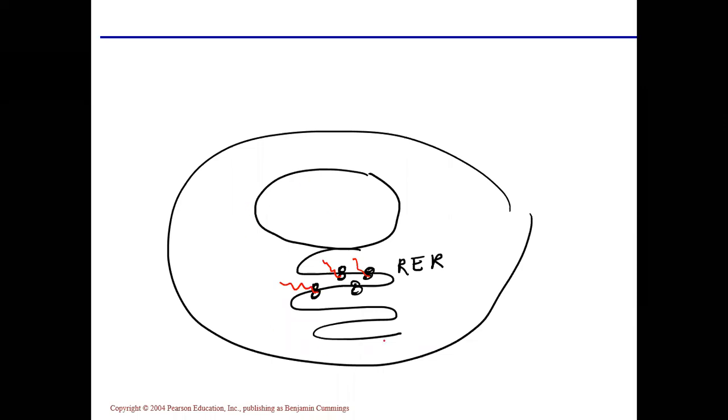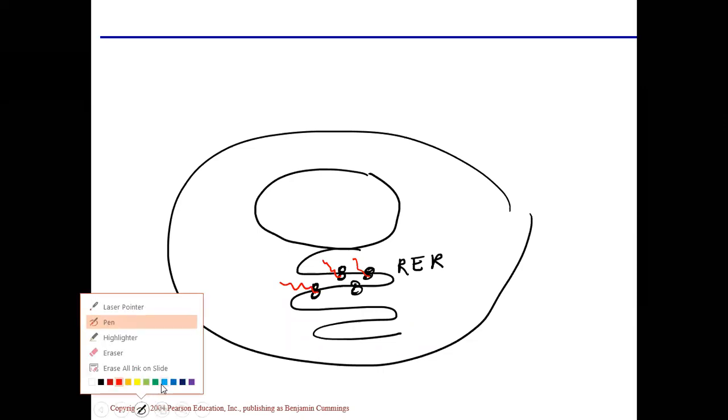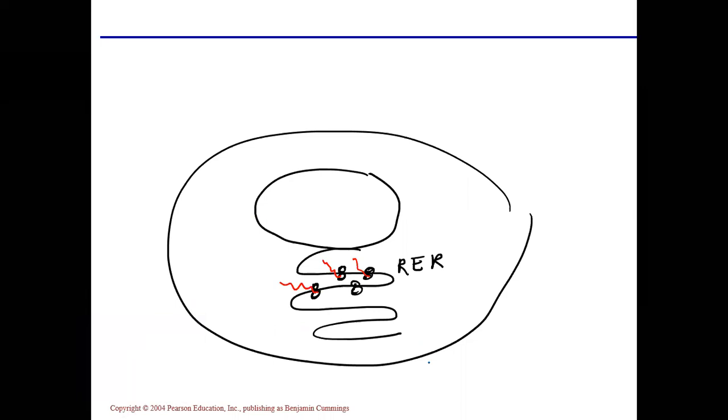Now, another structure nearby, which I'm going to show you in a different color, and you could see maybe a better drawing a little bit later, all right? So these don't have the ribosomes on them. So these are known as SER, all right? Smooth endoplasmic reticulum is the name of it.